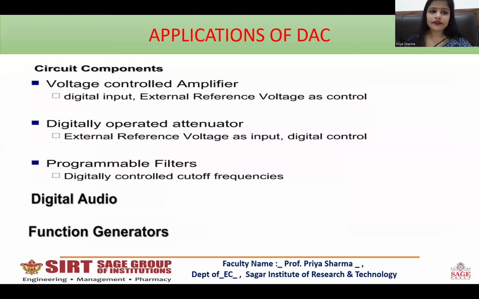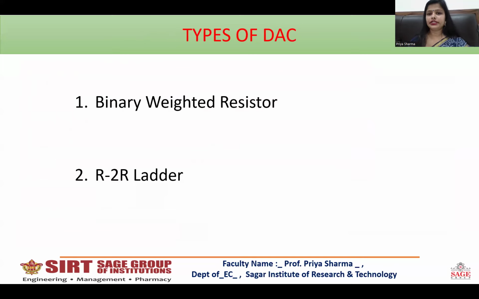Coming to the applications of DAC, it is used as a circuit component in voltage controlled amplifiers, digitally operated attenuators and programmable filters. It is also used in digital audio, like in mobile phones. It is also used in function generators. There are two types of DAC: binary weighted resistor and R2R ladder.